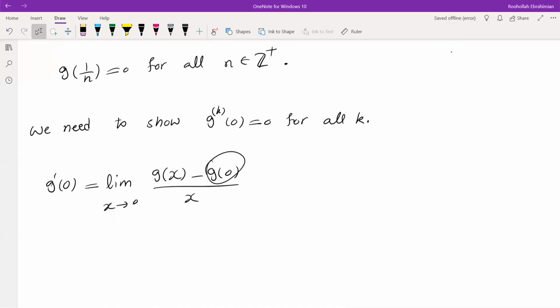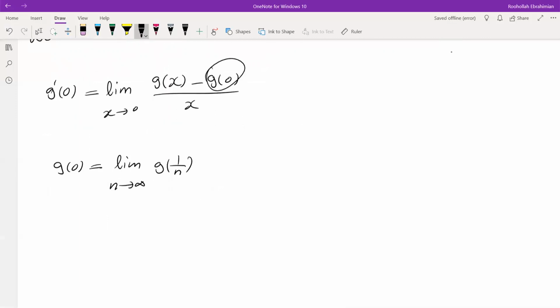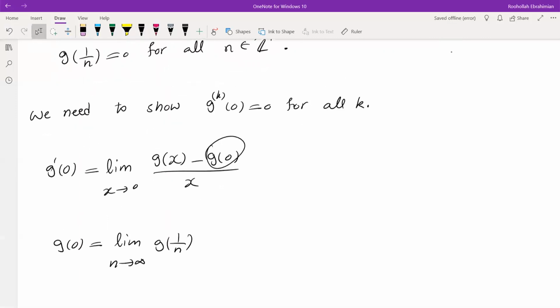But, well, this function is a continuous function, and g of 1 over n is 0 for every n. So g of 0 is just the limit as n goes to infinity of g of 1 over n, because it is a continuous function. 1 over n approaches 0, therefore g of 1 over n approaches g of 0. So that is nice, because I know g of 1 over n is just 0, so the limit would be 0. So g of 0 is 0.